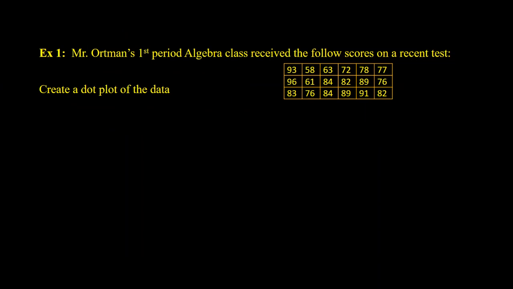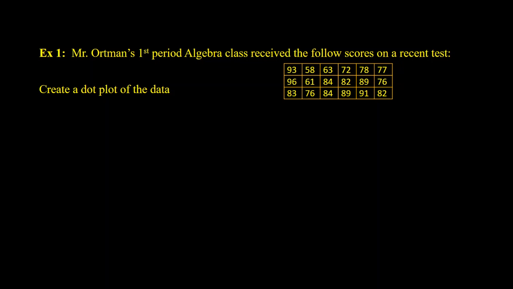Chapter 3, Example 1. Mr. Ortman's first period algebra class received the following scores on a recent test. Create a dot plot of the data. So here we have 18 test scores, and we just want to plot them on a number line. That's all a dot plot is. It's a very simple plot, pretty easy to do, especially with a relatively small data set.